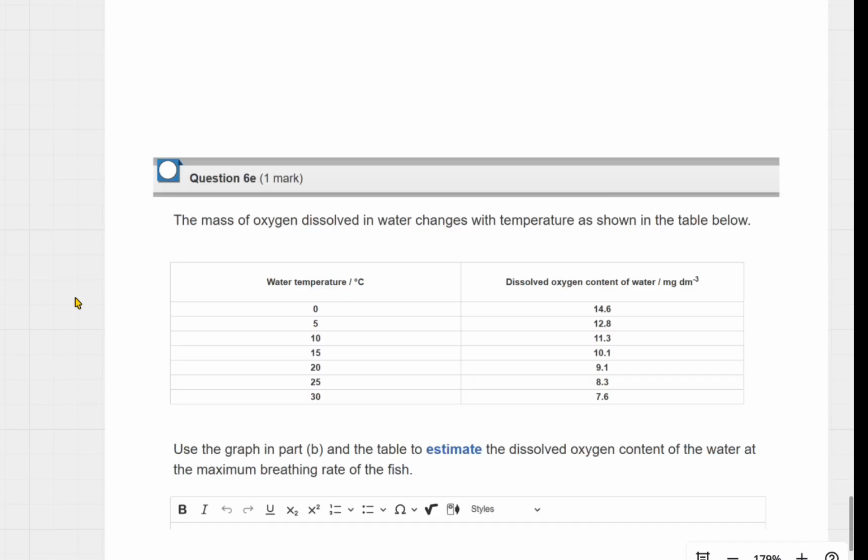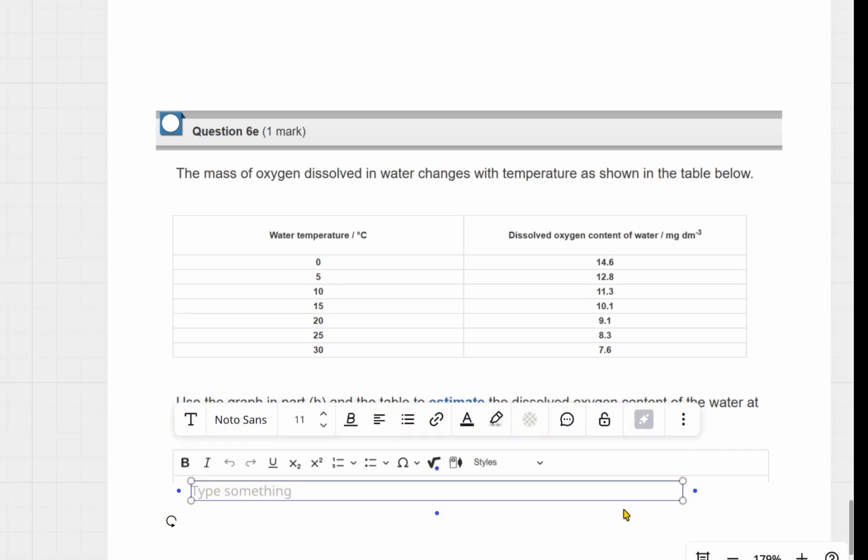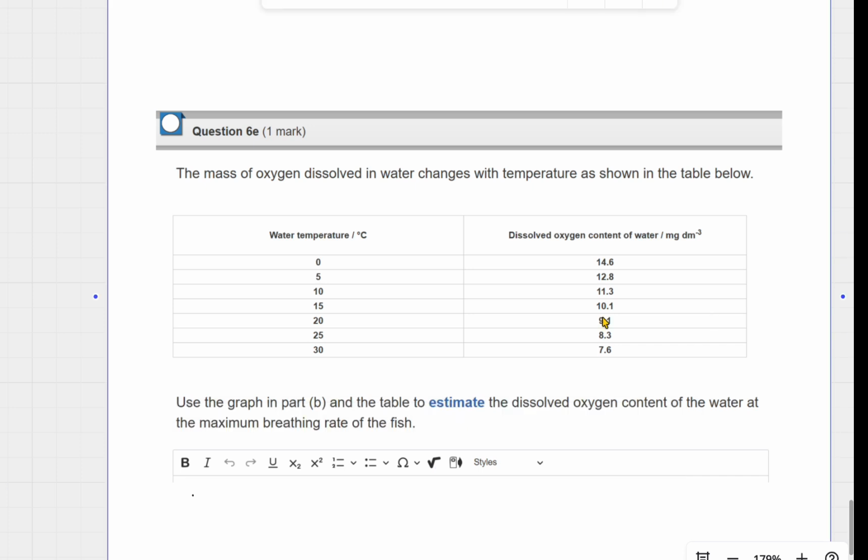Alright, now let's do question 6e. The question is asking us to use the graph in part B and the table that is given over here to estimate the dissolved oxygen content of water at the maximum breathing rate of the fish. So what we're supposed to do here, let me just put a text box over here, is outline at which value we have the maximum breathing rate of the fish.